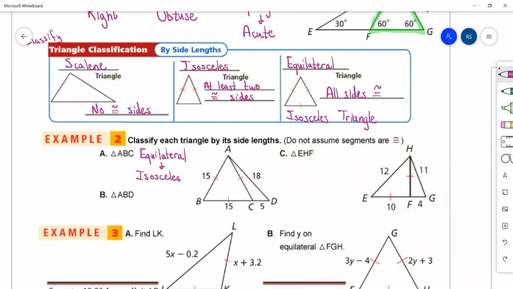Okay, next one, they ask about triangle ABD. Now, notice down here that this whole side would have to give us 15 plus 5, which is 20. So we got 20, 15, and 18. Those are our sides. None of them are the same, so we say it is scalene.